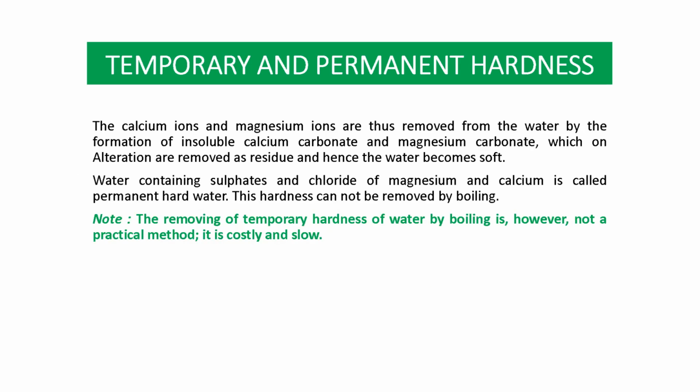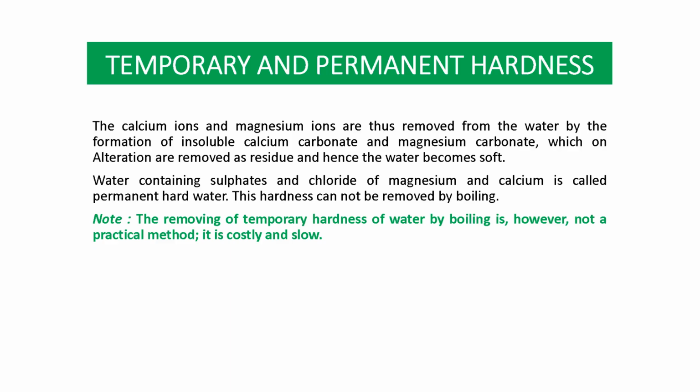So now we come to permanent hardness. What is permanent hardness? Water containing sulfate and chloride of calcium and magnesium is called permanent hard water. So when there is only hydrogen carbonate of calcium and magnesium, it is temporary hardness. And when there is sulfate and chloride of magnesium and calcium, we call it permanent hardness. This hardness cannot be removed by boiling, so we call it permanent hardness.